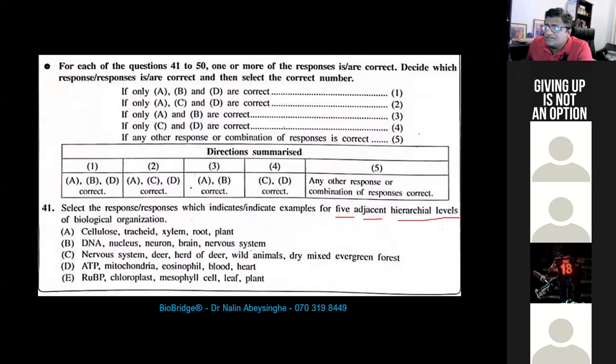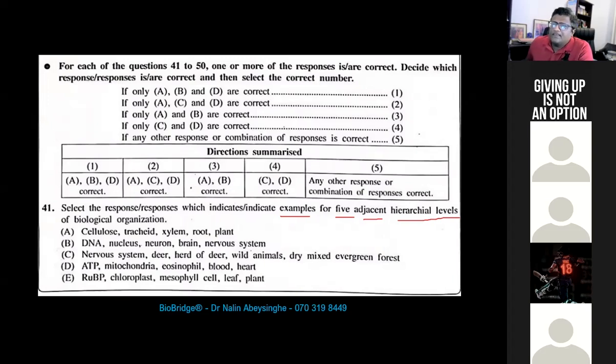So it asks you to find out the adjacent hierarchical levels. Adjacent means one after the other. There can't be any lapse in between. So we'll see how it goes, right? And they are telling those are examples, not the real category they are mentioned. They are giving an example to the category, right? Okay. So what is cellulose? Cellulose is a molecule.